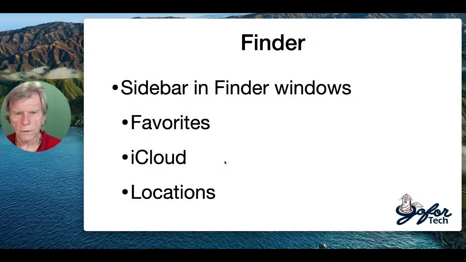So let's talk about the sidebar. So we've been talking about the sidebar because that's an integral part of the Finder. So in the sidebar, you have some different sections. The top section is favorites. Then you have the iCloud section, and you have the locations section.